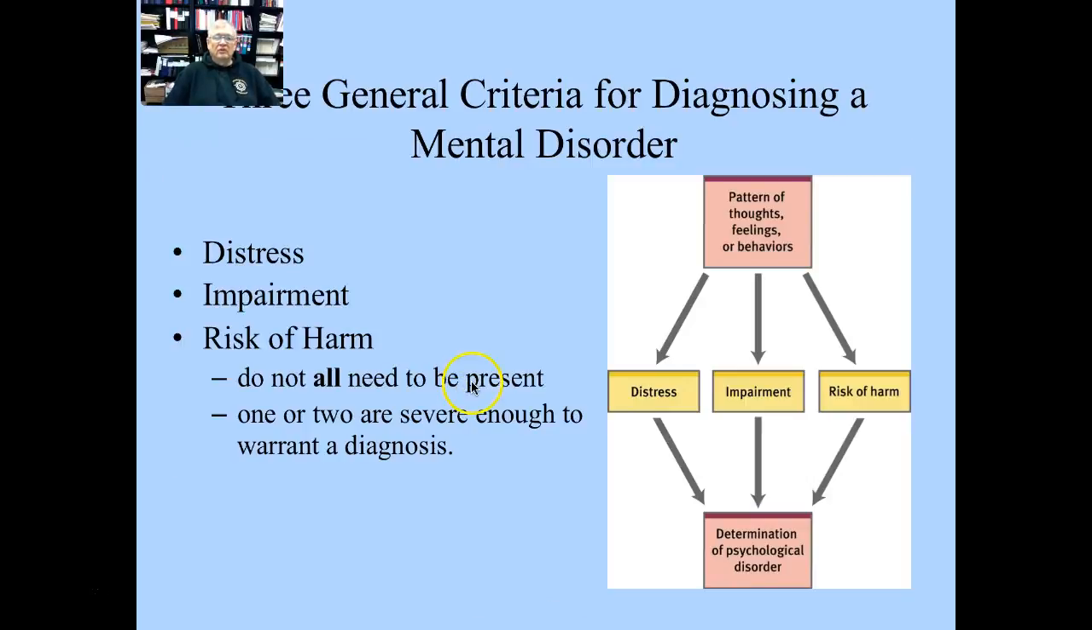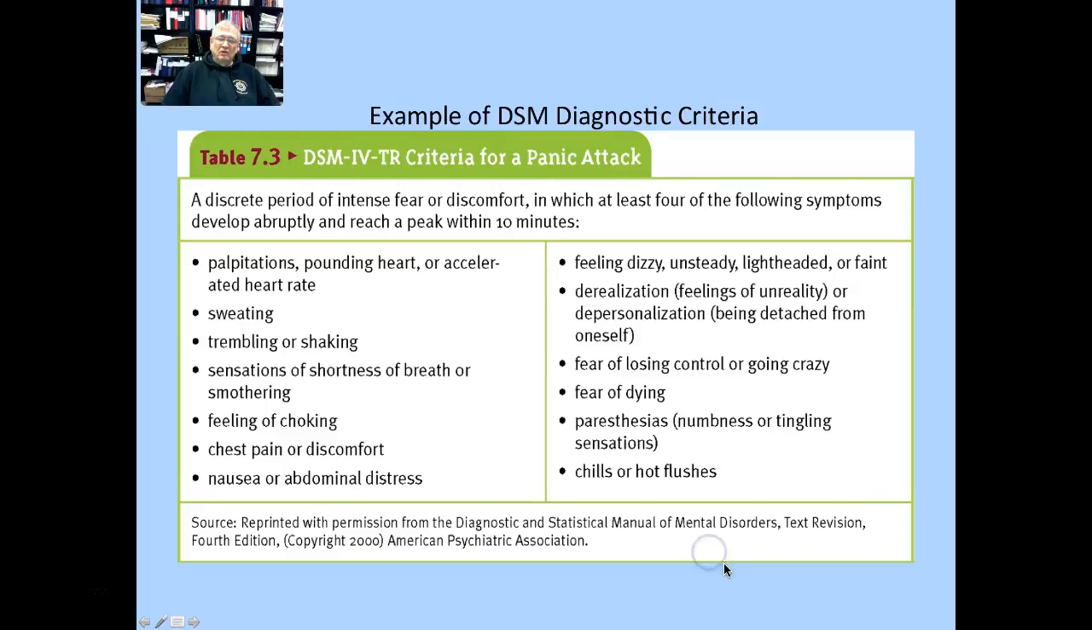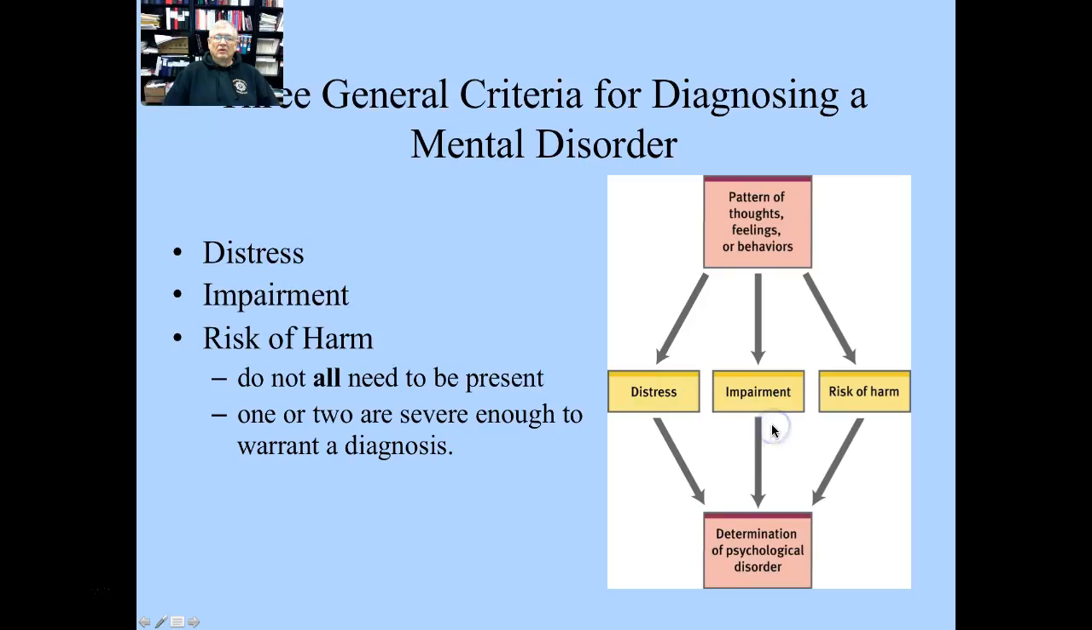So here's a chart of this. Generally, you have patterns of thoughts or behaviors. They can create distress, impairment, or risk of harm. And if you see this and they meet the DSM criteria, then you get a diagnosis and you have officially a mental disorder according to DSM. So notice here that you don't need all of these, distress, impairment, or risk of harm, present to get the diagnosis. One or two may be enough to warrant a diagnosis.